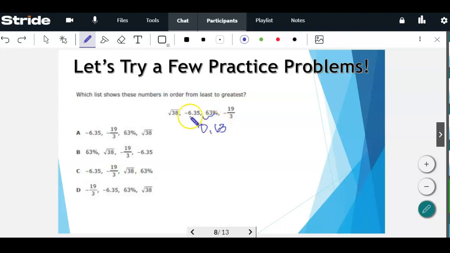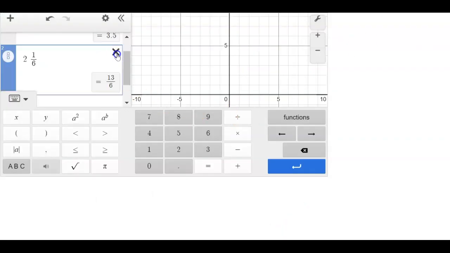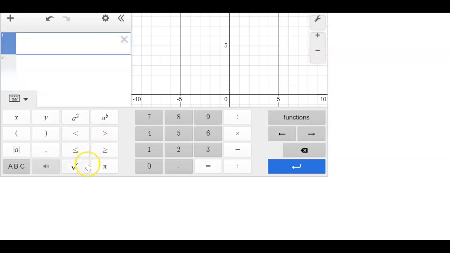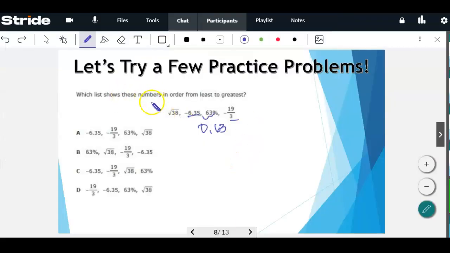All right, so first of all, this is a negative and this is a negative. So let's be careful there. Let me go ahead and clear these out. We're going to do the first number. Square root of 38, 6.16. I'll just leave it as 6.16, just in case. Okay, sorry, I had to pause that.